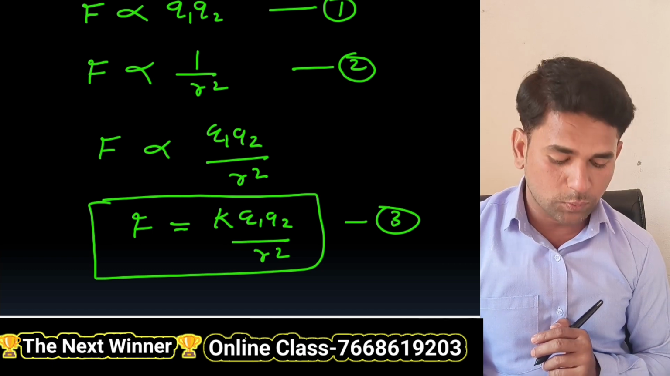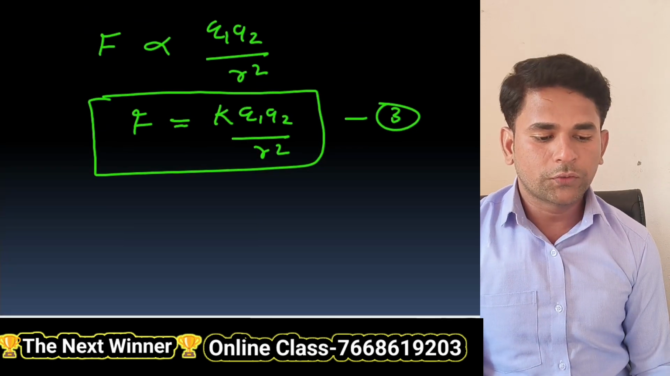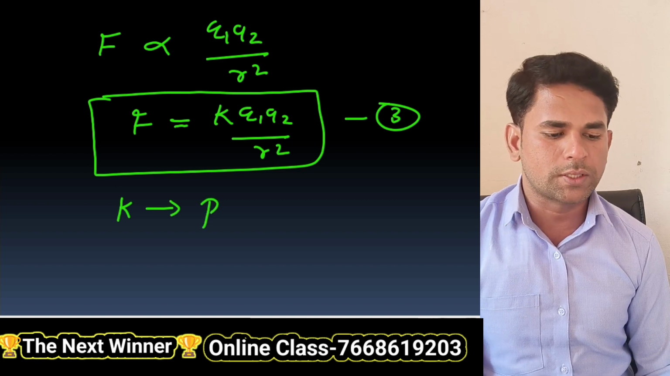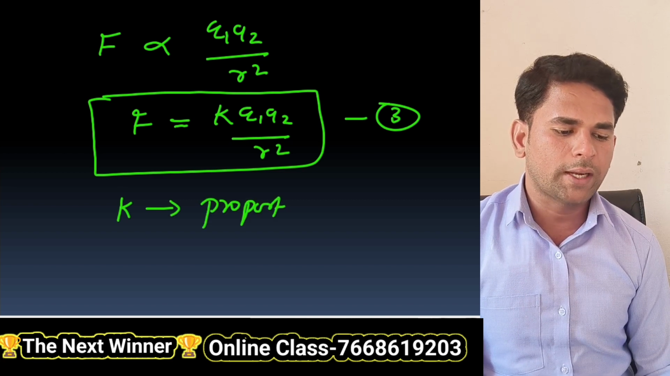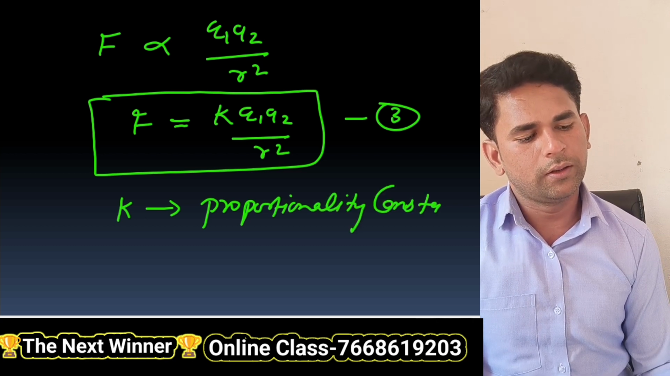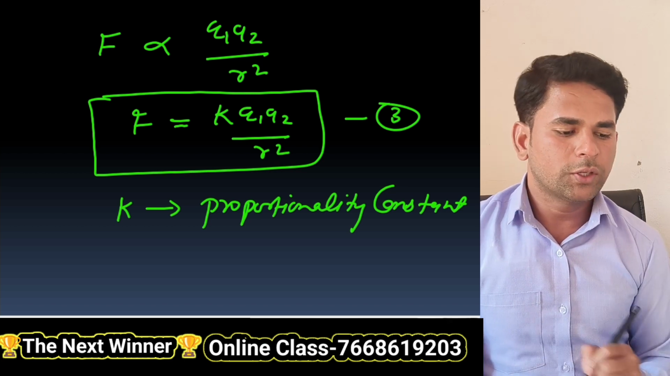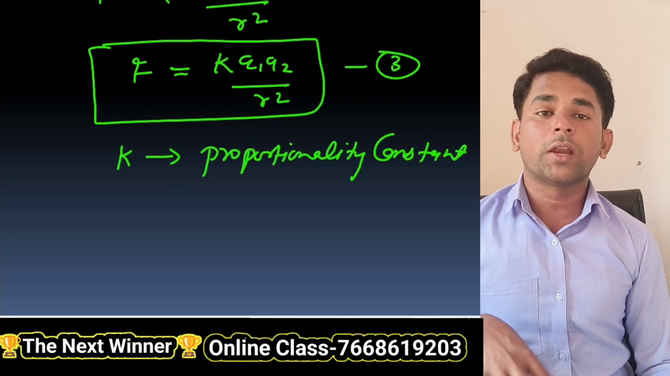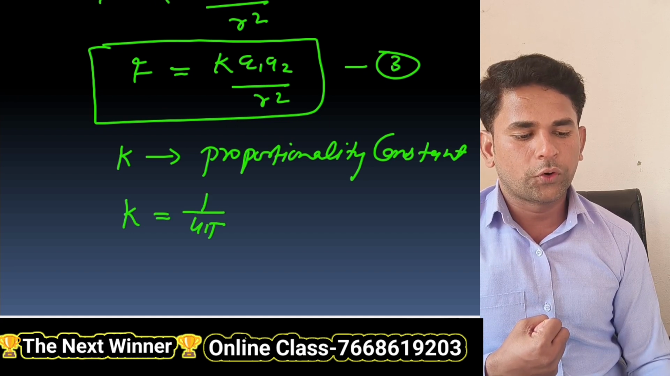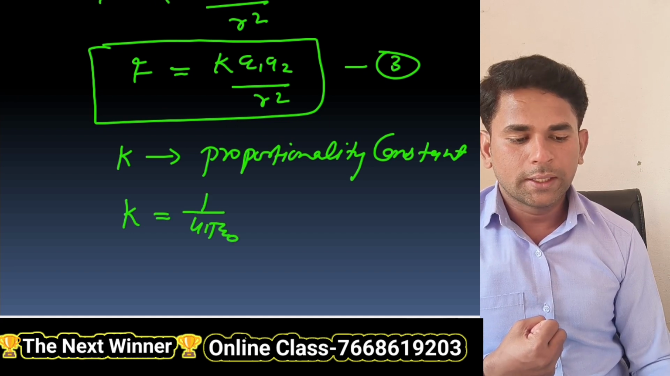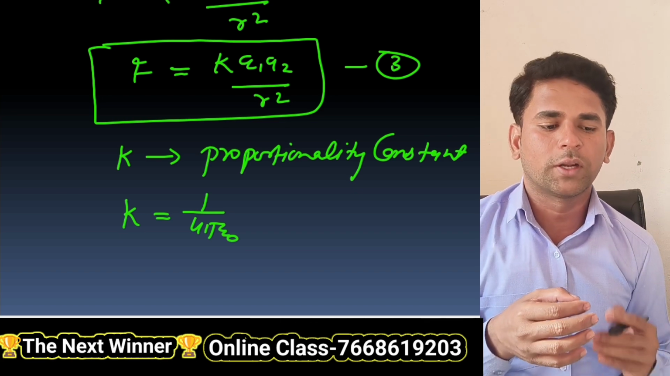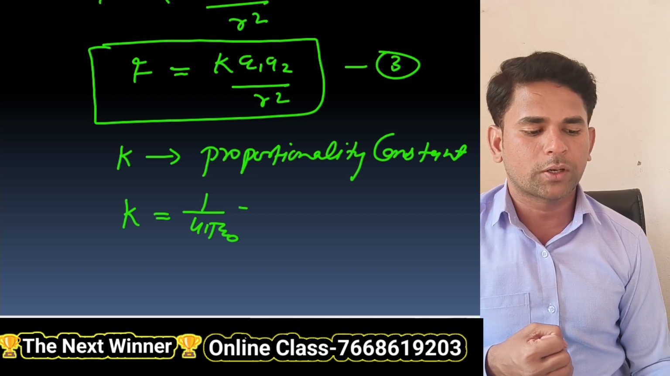Now next point, how can you better define it? First, mention what k is. k is a proportionality constant. So what is the value of this proportionality constant? You can write k is equal to 1 upon 4 pi epsilon naught. This is the formula, 1 upon 4 pi epsilon naught. Then what is the value of this 1 upon 4 pi epsilon naught?